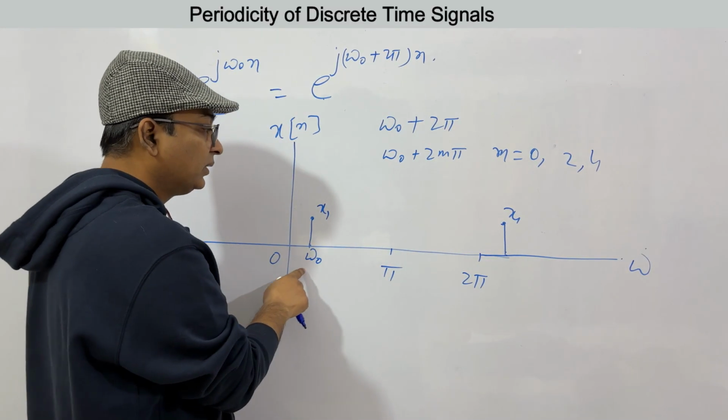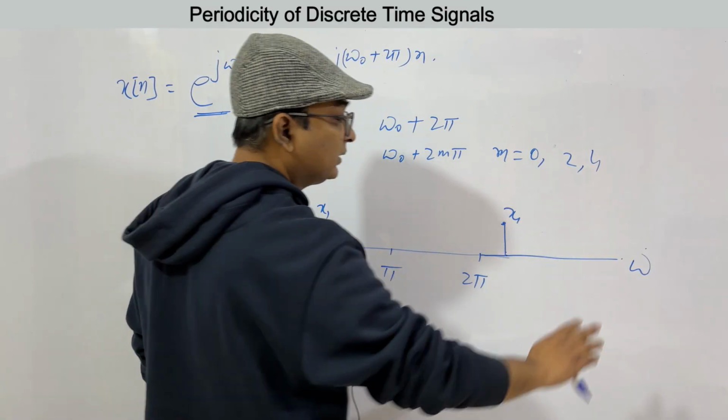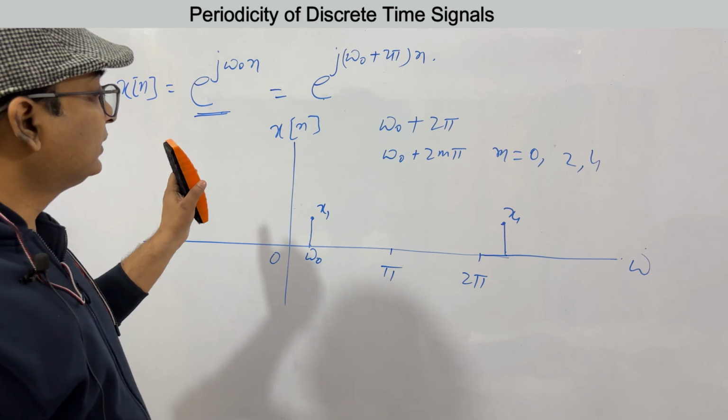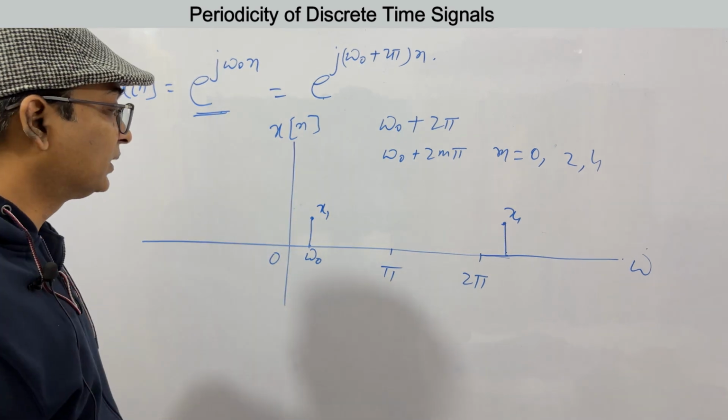That is, at omega 0, then at omega 0 plus 2 pi, then omega 0 plus 4 pi, you will get the same signal. This is the first observation. And this is the difference between discrete and continuous time signal.